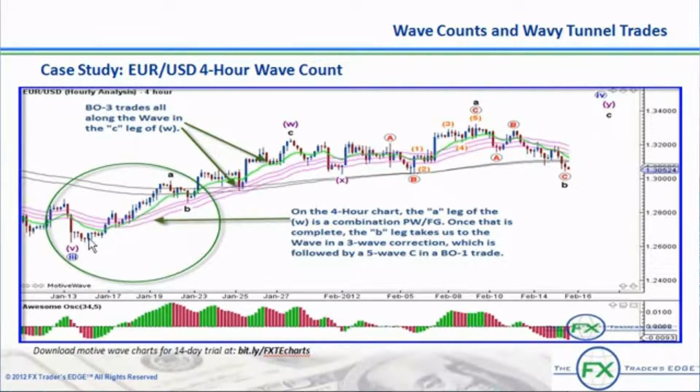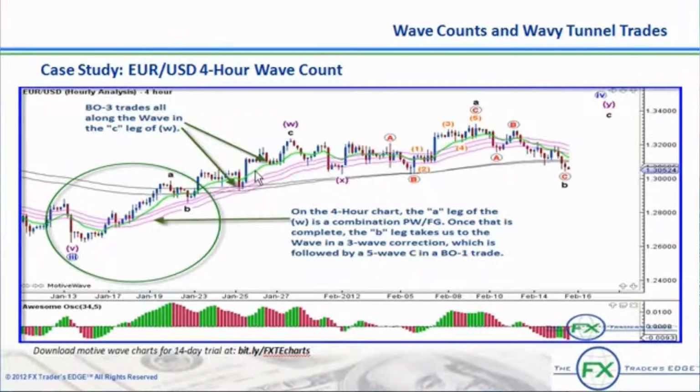The first leg of the A wave takes us to the wave, followed by a small correction, and the third leg takes us to the tunnel. Thus, the A is a PW-FG combo trade. Once that is complete, the B leg of this W takes us to the wave in a 3-wave correction. You can see this 3-wave correction, which is followed by a 5-wave C in a breakout 1 trade as the wave crosses above the tunnel.